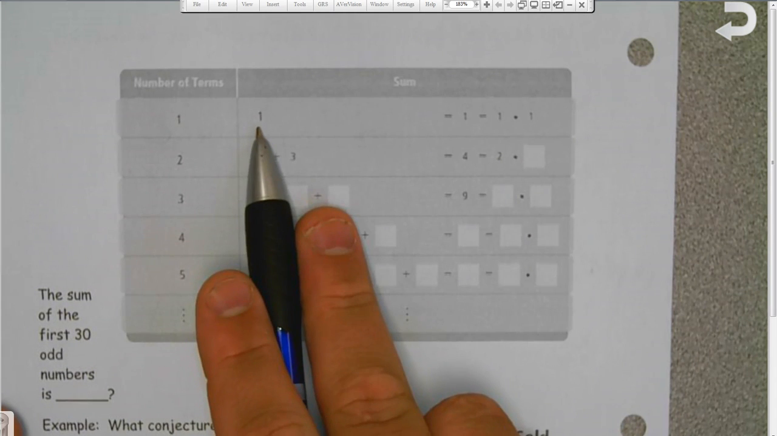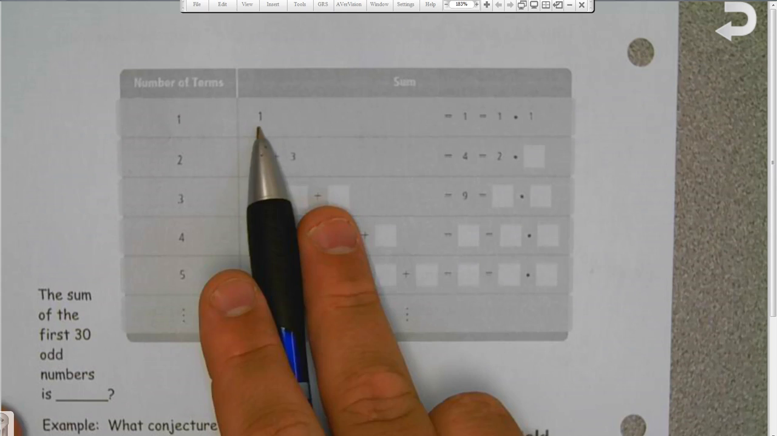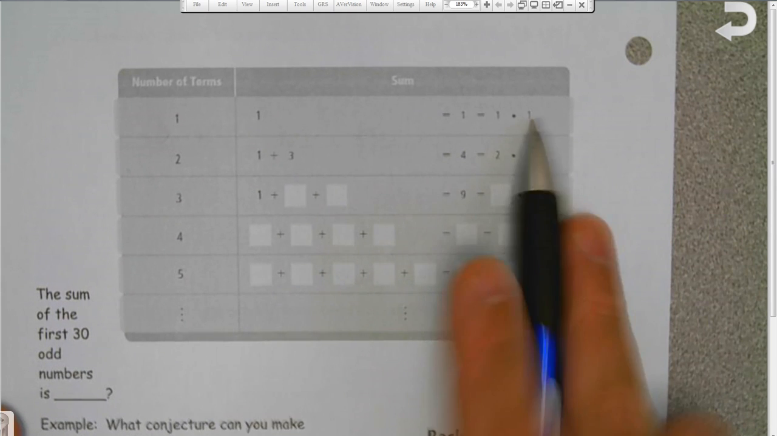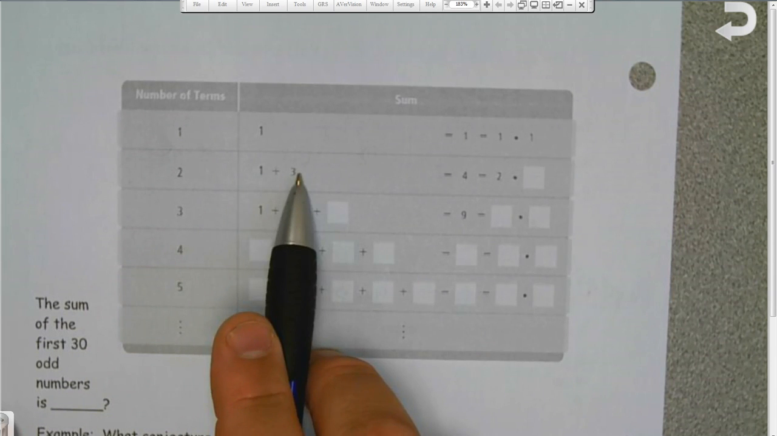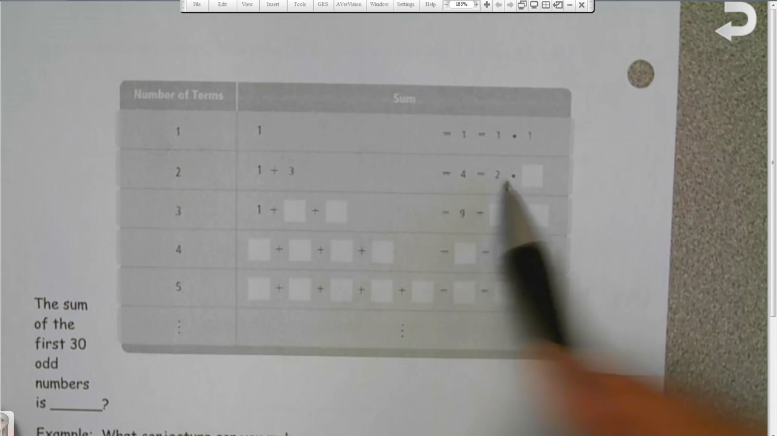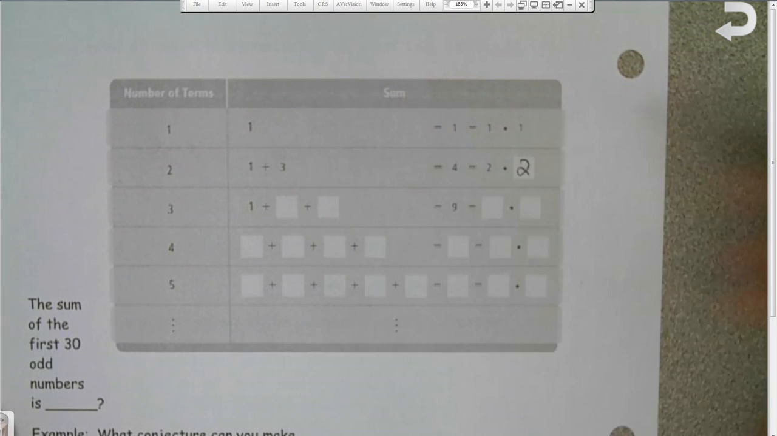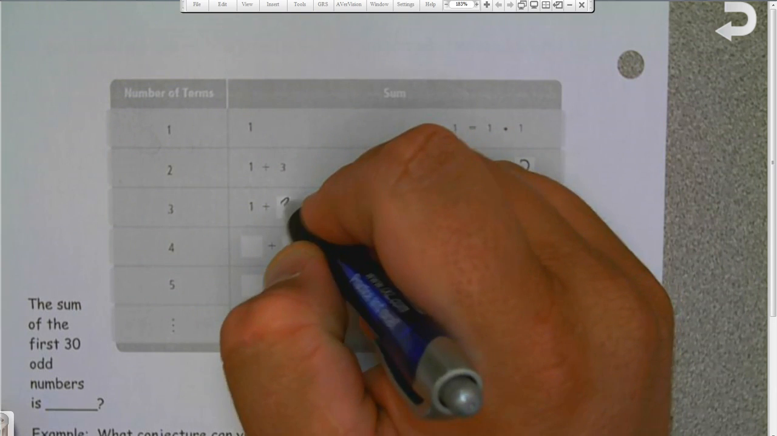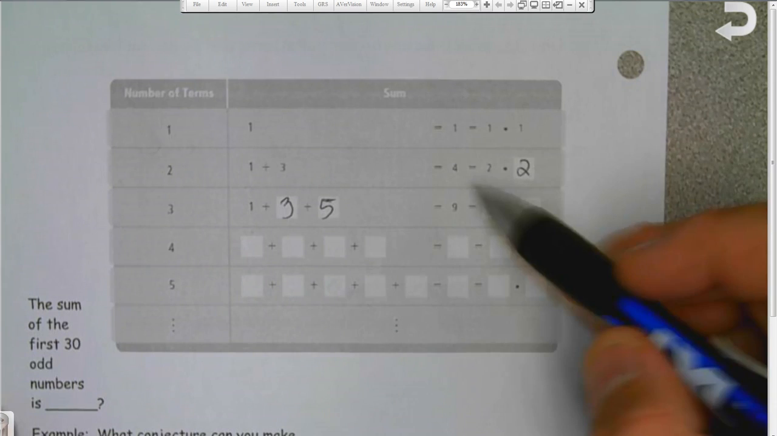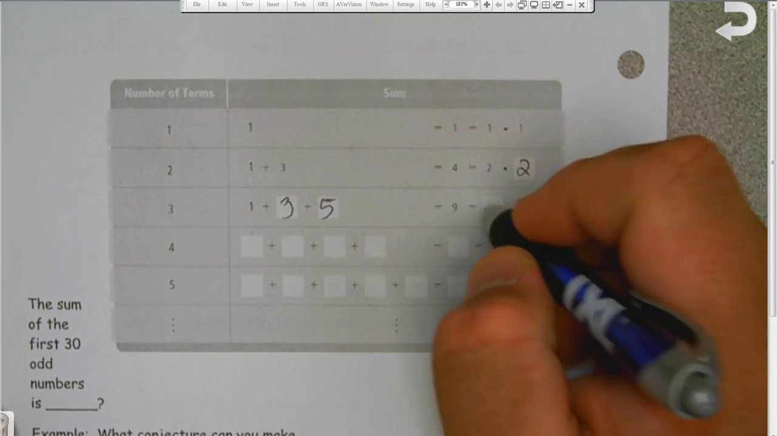So the first odd number is 1. When I add 1 to itself, I get 1. That's equal to 1 times 1. The first 2 odd numbers are 1 plus 3. That equals 4. When I look at 4, that's 2 times 2. The first 3 odd numbers are 1, 3, and 5. When I add them together, I get 9. That's 3 times 3.